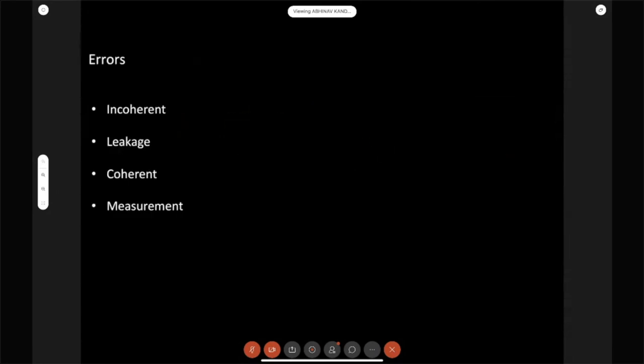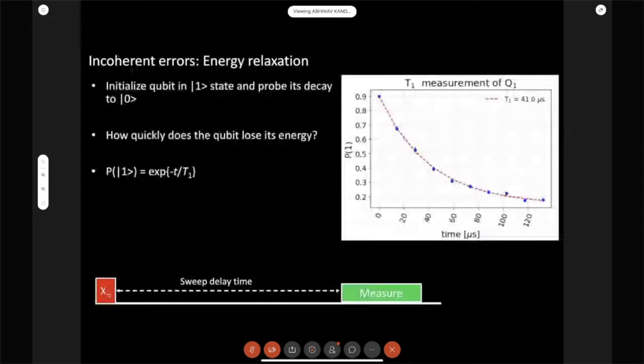Okay. So, errors on hardware. I'm going to categorize them in four buckets. Okay. Incoherent errors, leakage, coherent errors, and then measurement errors. So first up, we'll talk about energy relaxation. And I spoke of something called the T1 time.